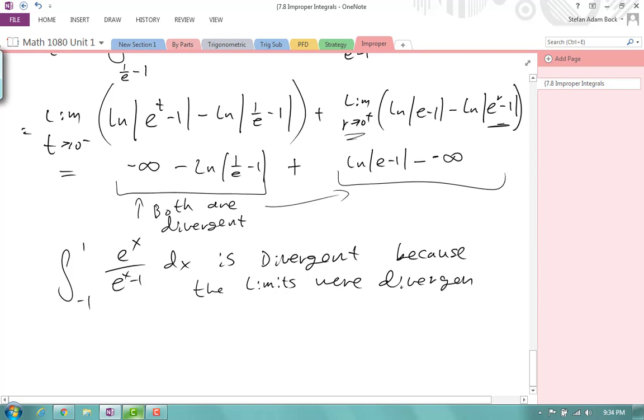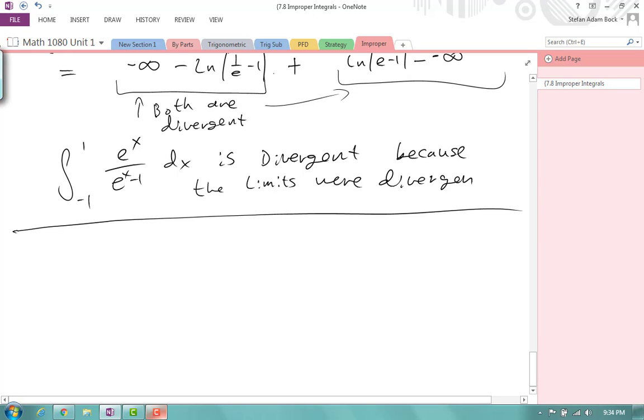I don't get to try to cancel those minus infinities, even though it looks like it would work, but I don't know if they're the same infinity. One of those could be twice as big as the other. I can't really resolve this kind of a situation, so I just say it doesn't work.